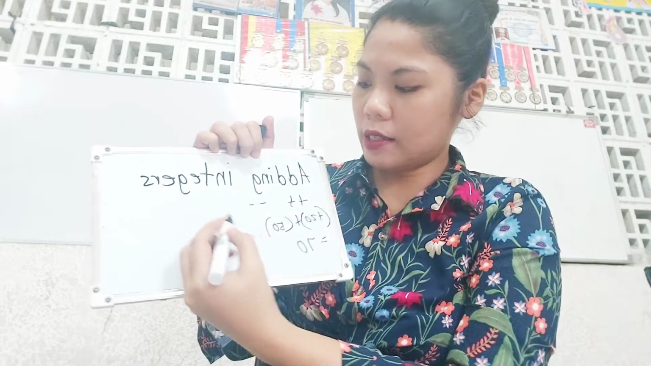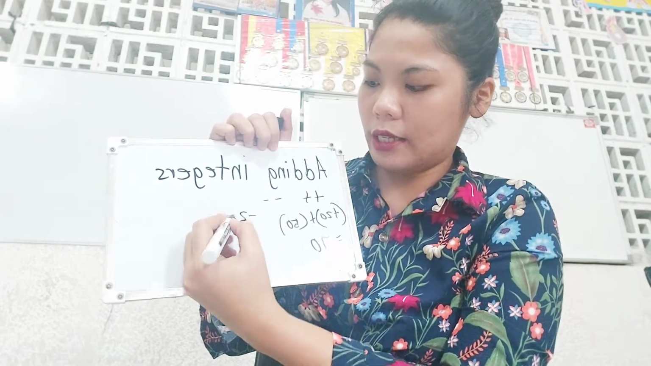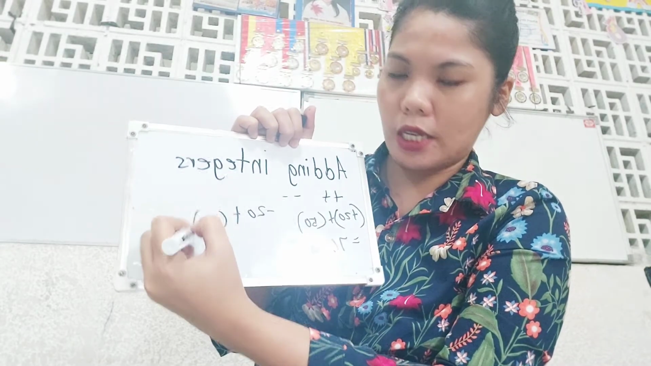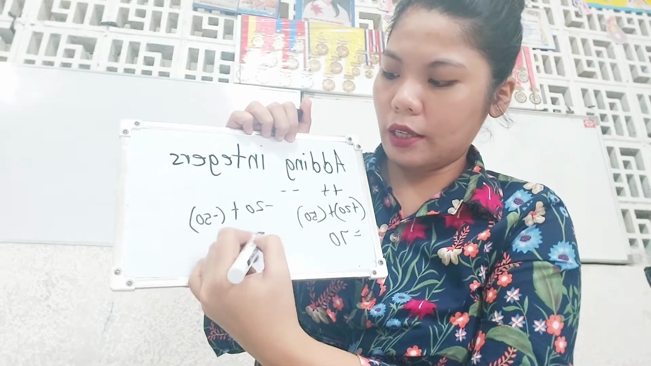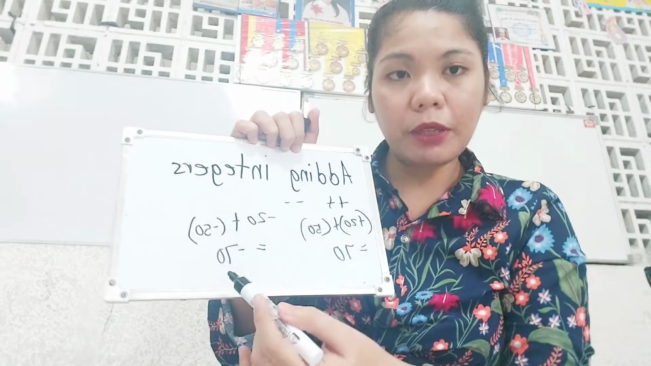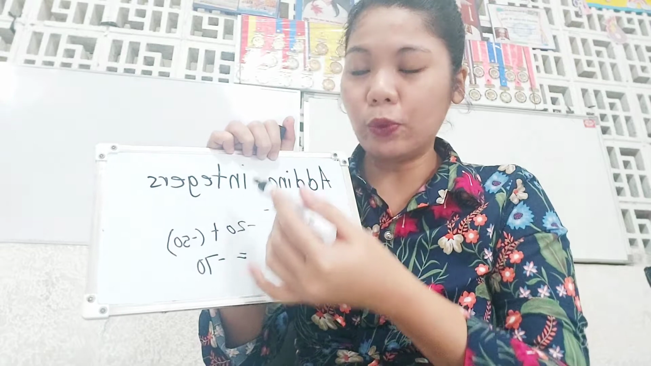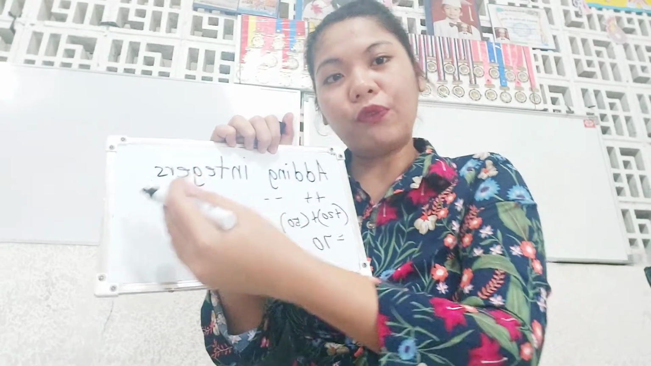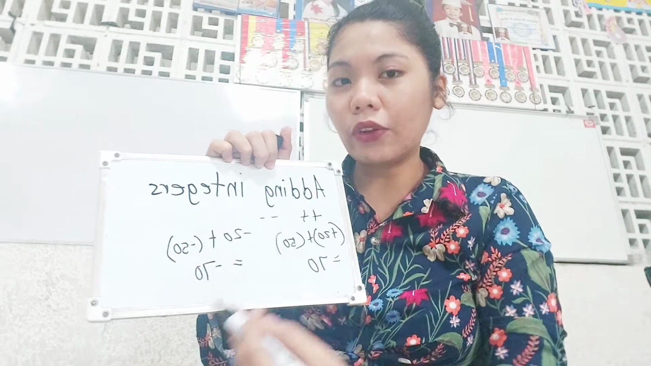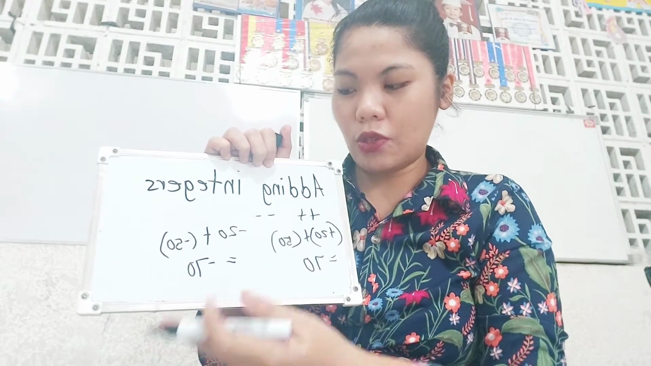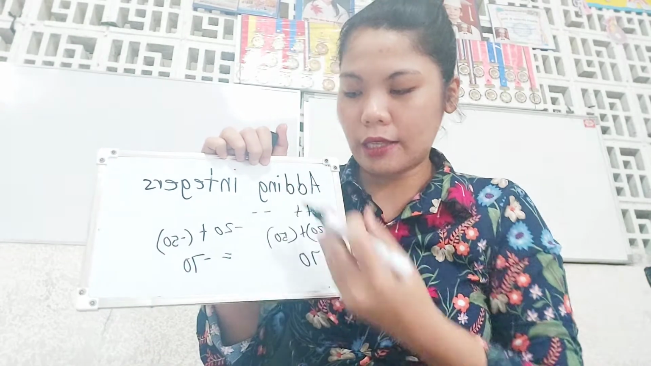So then, next, negative 20 plus negative 50 equals negative 70. So, negative, it means may utang ka. So, may utang kang 20, dadagdagan mo ulit yung utang mo ng 50. So, altogether, you have utang na 70. So, negative 70. So, that is the first rule.